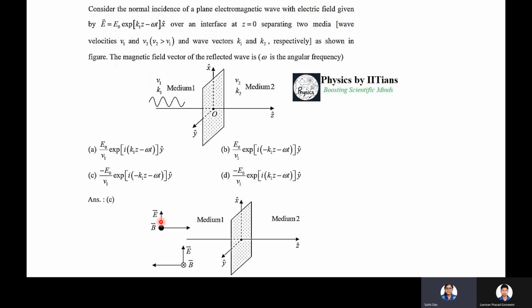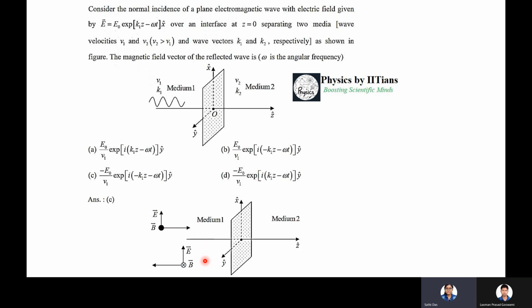So this is the electric vector for this wave, and this is the wave vector for this wave. So K should be E cross B. The E cross B direction will give you the K direction. Now if E is along x cap, then B will be along y cap, so that the K vector will be along z cap.